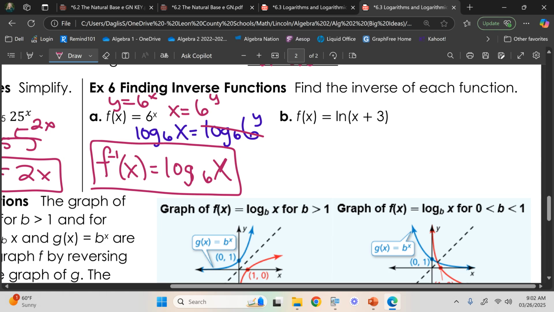All right, my next inverse function, it has f of x equals the natural log of x plus 3. So that's technically a y equals natural log of x plus 3. So my inverse, I'm going to switch that. So I'm going to have x equals natural log of y plus 3, like that.